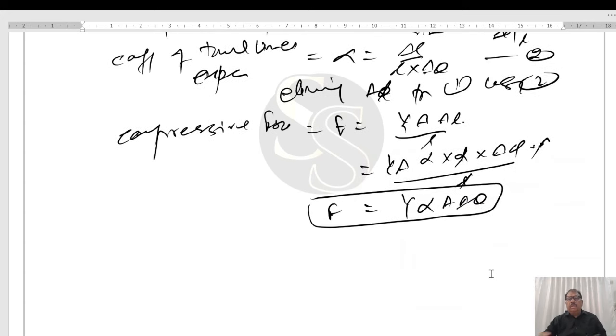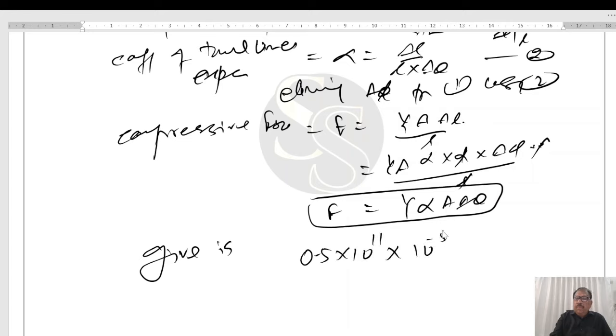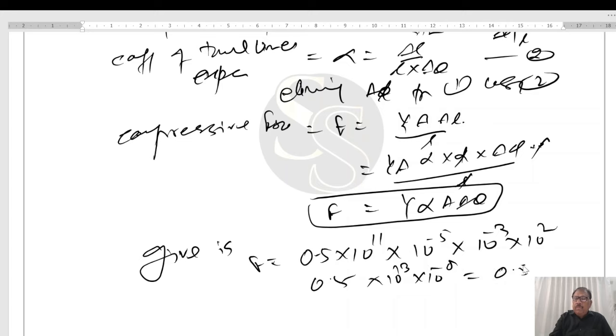Y alpha A delta theta. In this case, now given is 0.5 into 10 to the power 11. Alpha is 10 to the power minus 5. A is 10 to the power minus 3. Delta theta is 100, 10 to the power 2. Right? On simplification, 0.5 into 10 to the power 13 into 10 to the power minus 8, that is 0.5 into 10 to the power 5, that is 5 into 10 to the power 4 Newton.